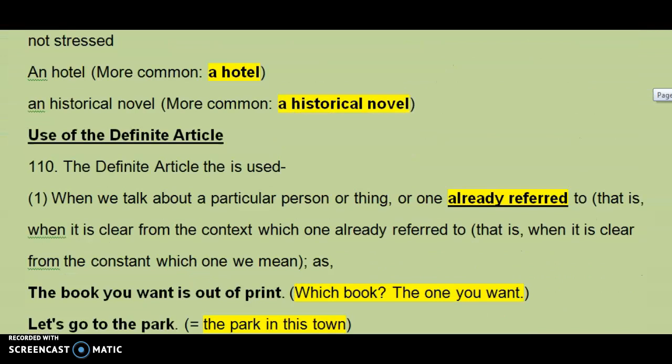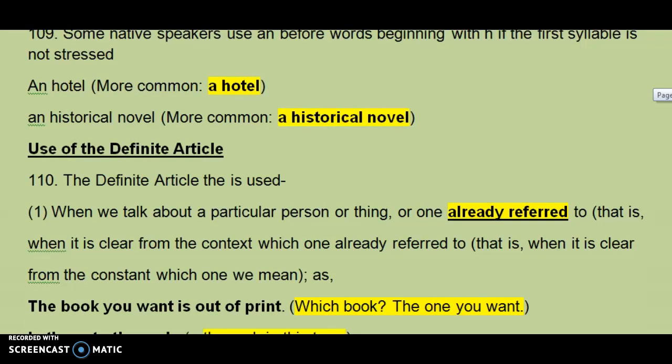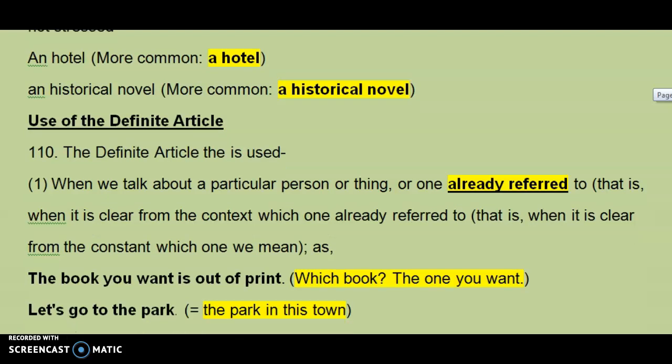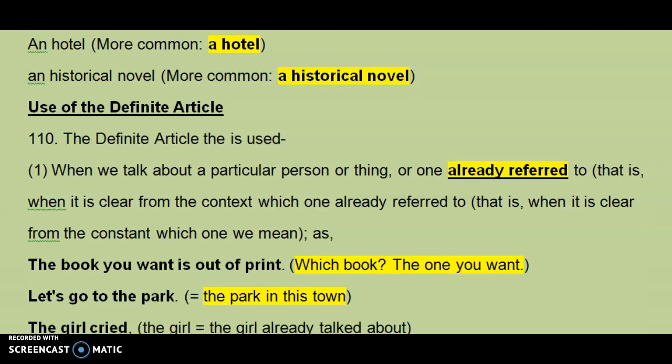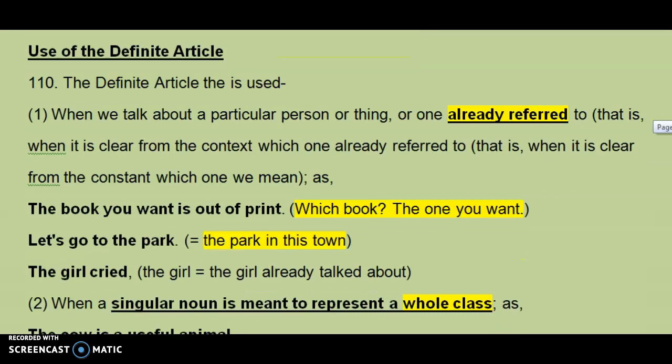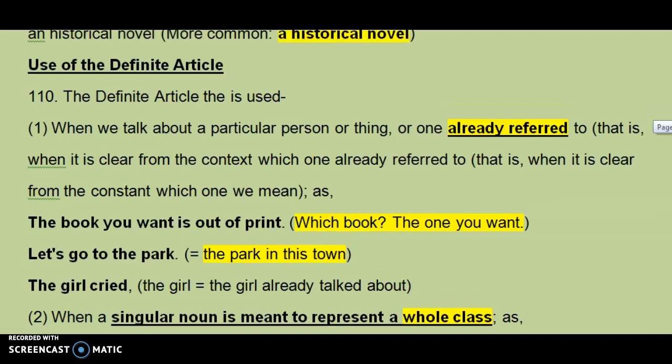Example, a hotel, a historical novel. Using the definite article: this lesson is focused on the usage of the definite article. The first rule is that it is used for some noun which is already referred to in the context. The book you want is out of print. Which book? The one you want. That means the person has already mentioned the book.